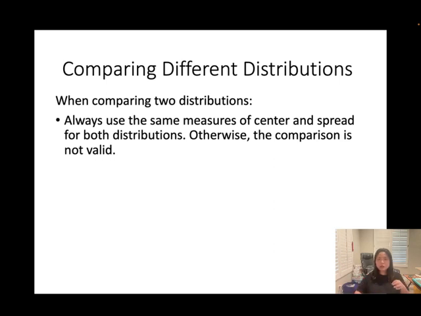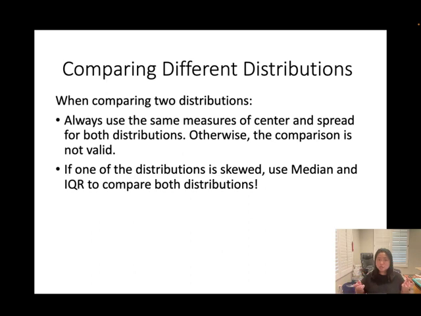But you say, hey, what if one distribution is symmetric and one distribution is skewed? Should I use the mean or should I use the median? If one of the distributions is skewed, use the median and IQR to compare both distributions. Okay, if either one of them is a skewed distribution, you will be using the median and IQR.